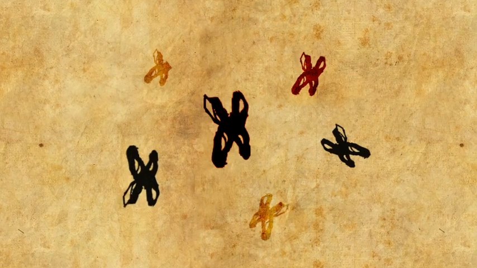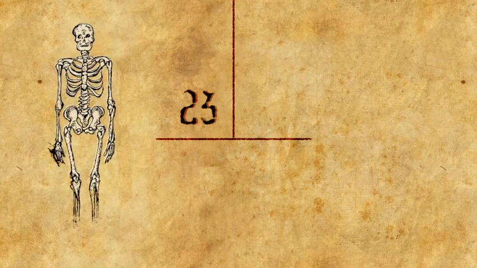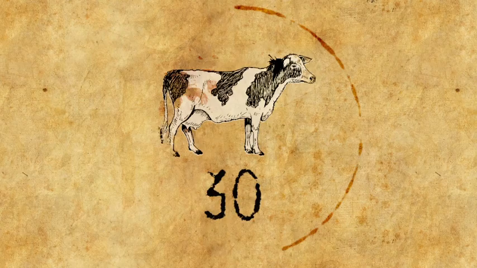DNA folds into paired packages called chromosomes that are stored in the nucleus of a cell. Different species have different numbers of chromosomes. Humans have 23 pairs, chimps have 24, while cows have 30.